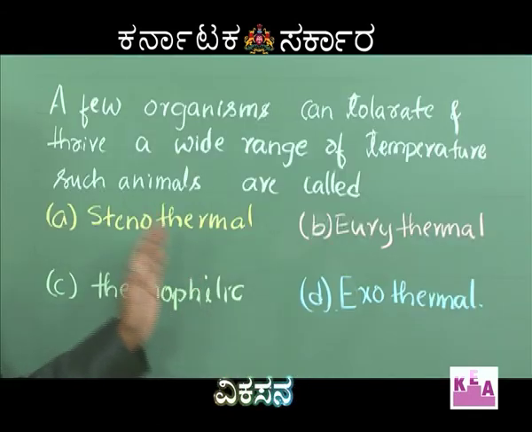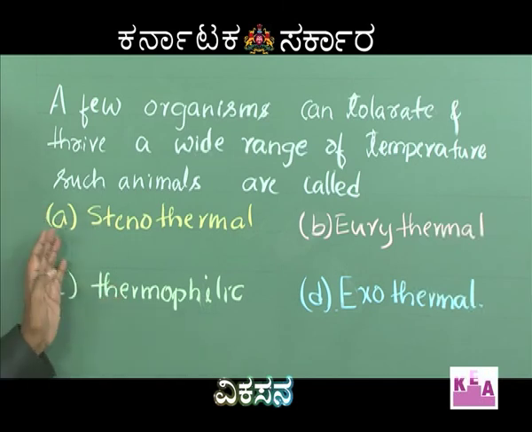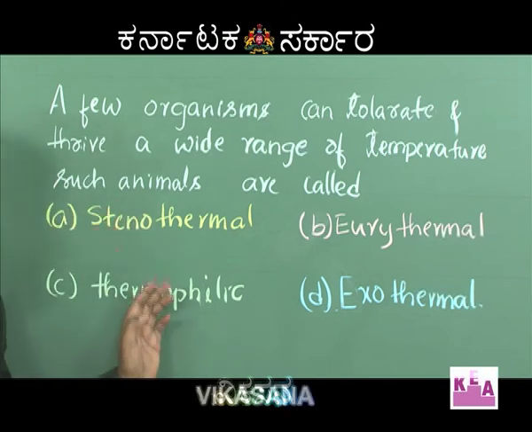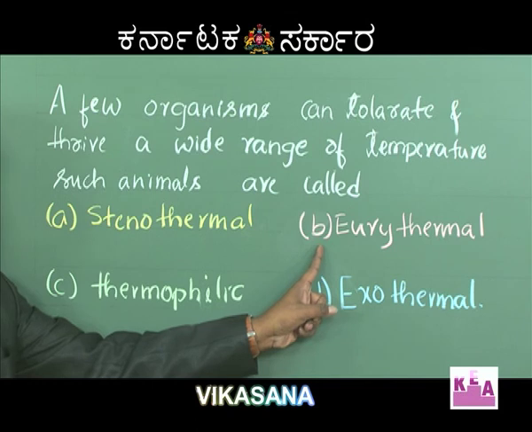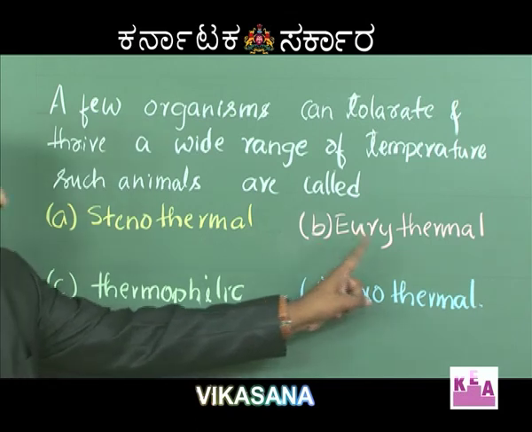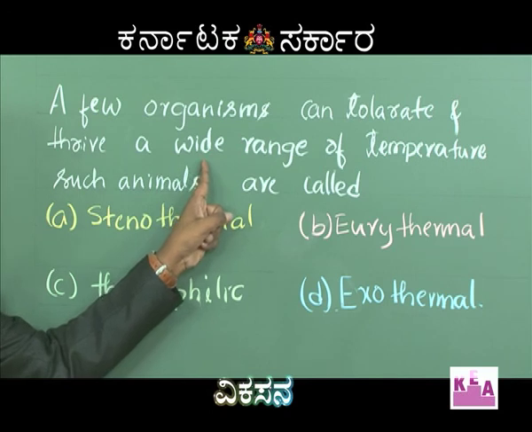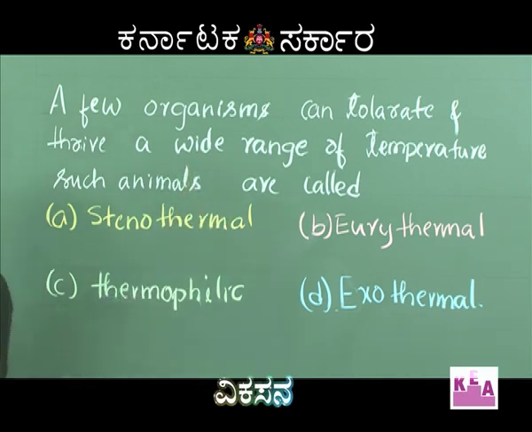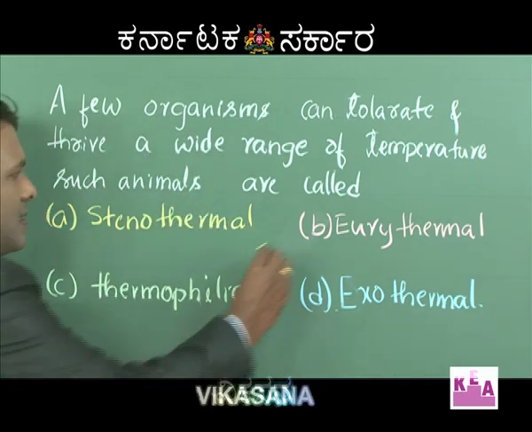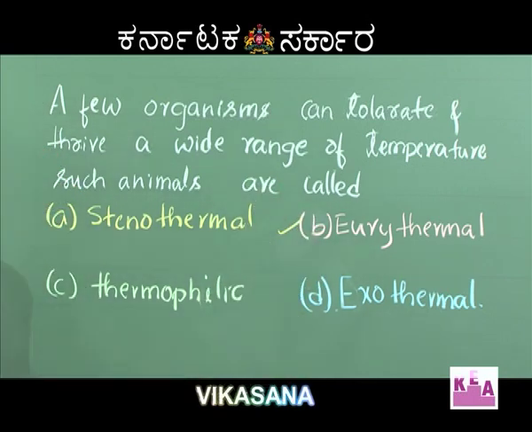Now, the options I have explained. The correct option for this particular question is option B, eurythermal. So, eurythermal are the organisms which can survive in a wide range of temperature and hence the correct option is B, eurythermal.